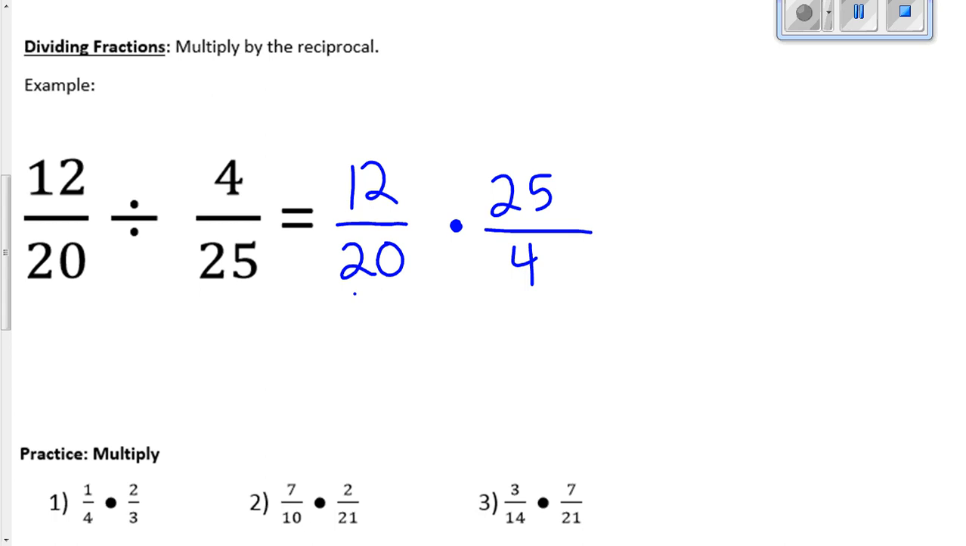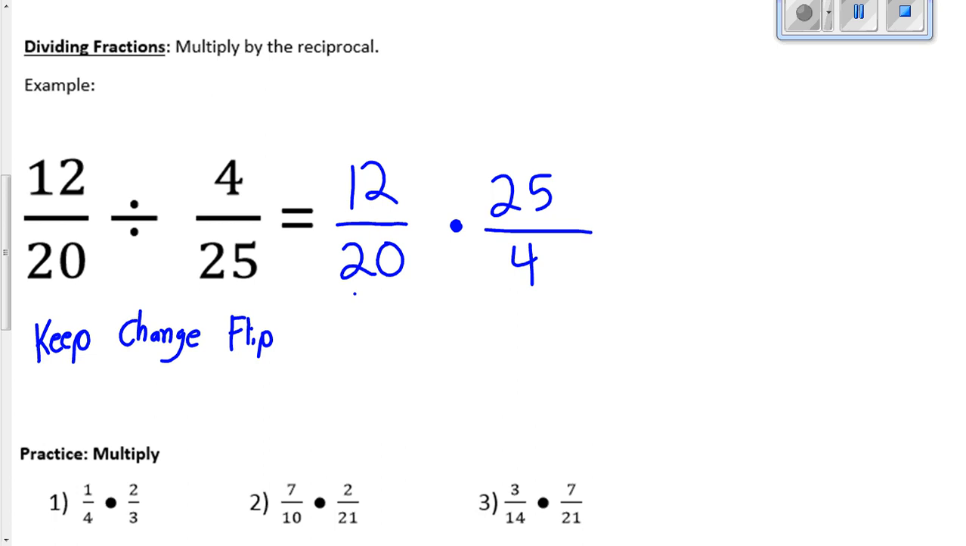This process has been called keep, change, and then flip. Keep, change, flip, because we keep the first number, change division to multiplication, and flip the second number.